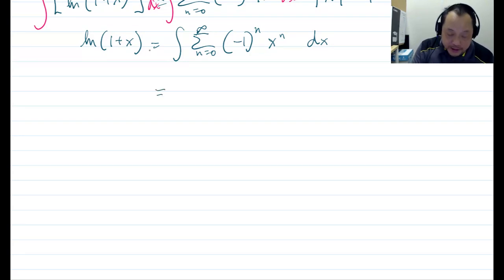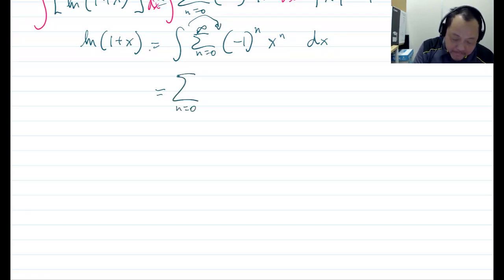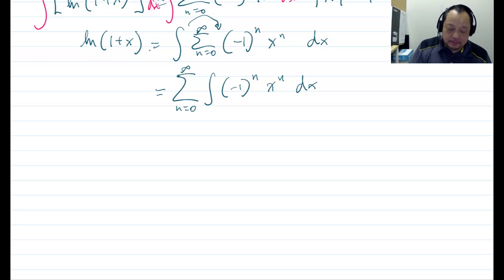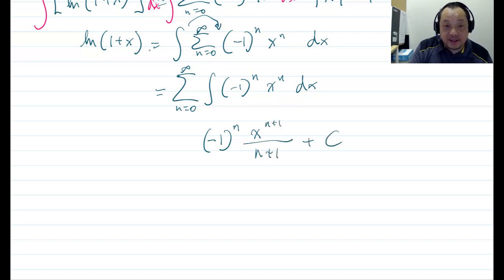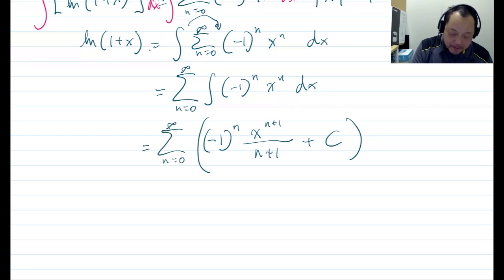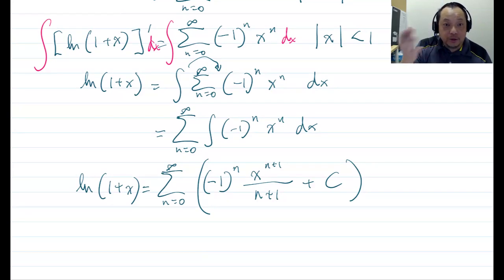Right now, I just go ahead and switch the integral to the inside. Negative 1 to the n doesn't have x in it, so it's just a constant as far as the integral is concerned. I factor it out. And the integral of x to the n is x to the n plus 1 divided by n plus 1, and the whole thing plus c. And this is ln of 1 plus x. The interval of convergence is still the same as before, so it's still absolute value of x less than 1.